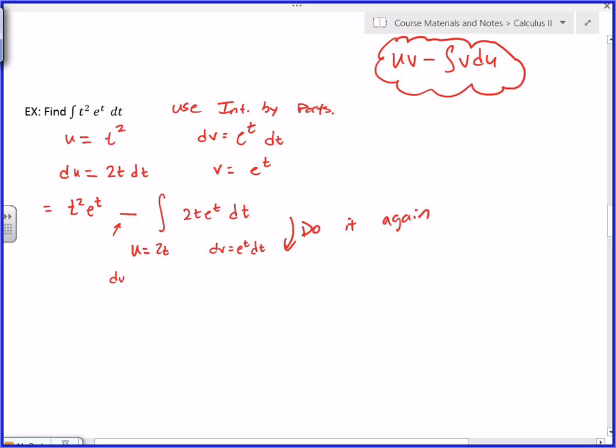So now du is 2 dt. And v is just e to the t again. So here's what I've got. t squared e to the t minus, now I'm going to put it in brackets, uv, 2t e to the t, minus the integral of v, e to the t du, which is a 2 and a dt.